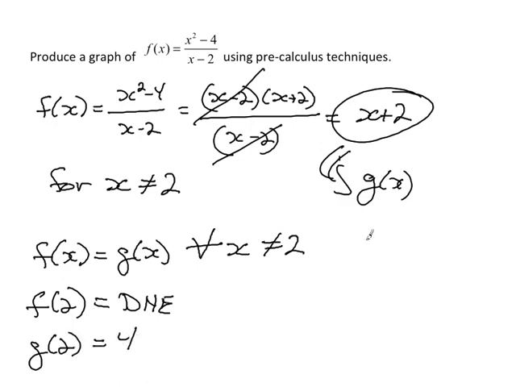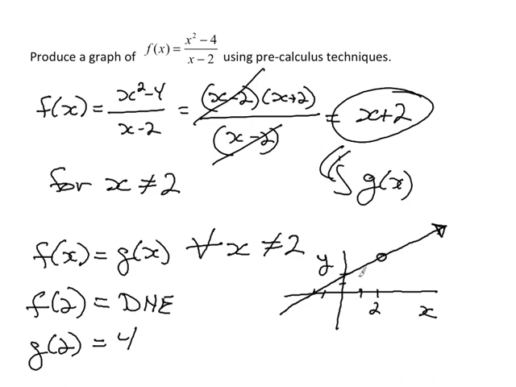So if I'm going to graph this, and I'm sure you remember this from pre-calculus, I'm simply going to graph x plus 2. And then I'm going to add to it when x is equal to 2. Let's see, x equals 1. Here's 2. This is undefined, so I'm going to put a circle there. There's a hole in my graph.